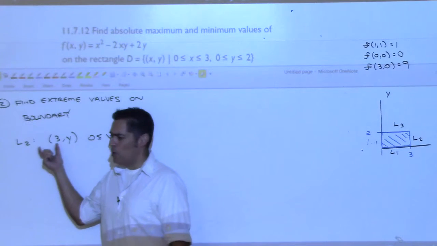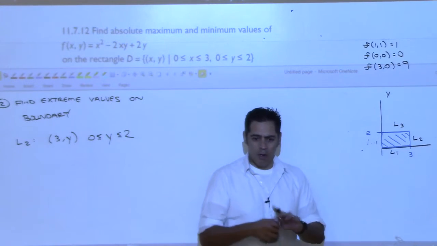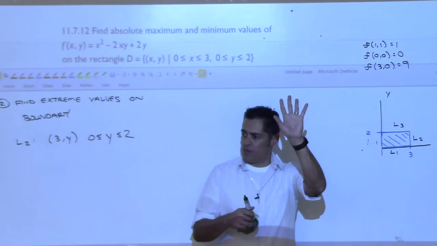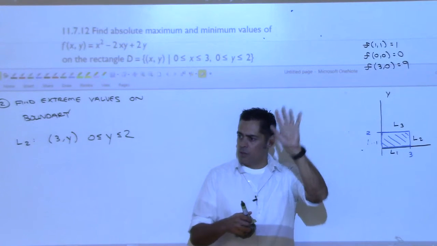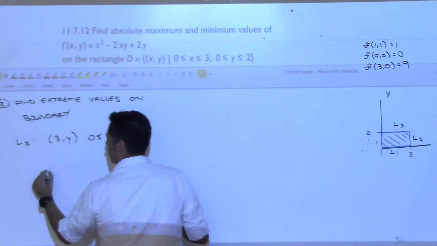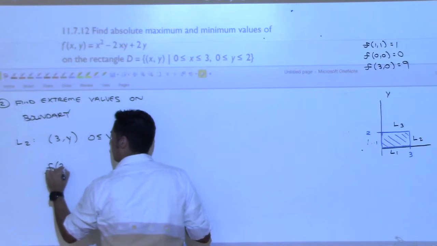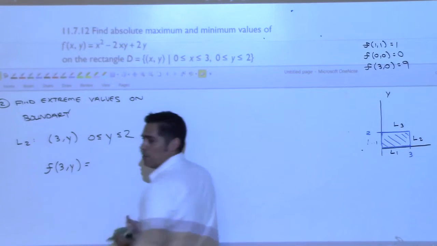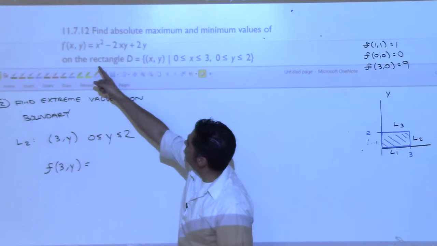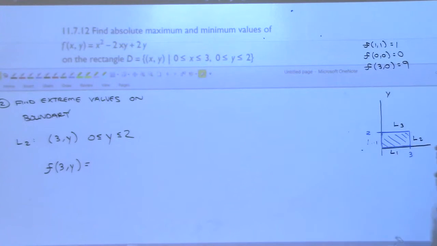Milton, we've put ourselves into a position where we're looking at all the points on L2. We want to know what they look like when we map them into the surface now. Okay, so plug back. Take that and plug it into the original surface. We want to go back, rewrite the original surface, 3 for x, y stays y. So what does that become?